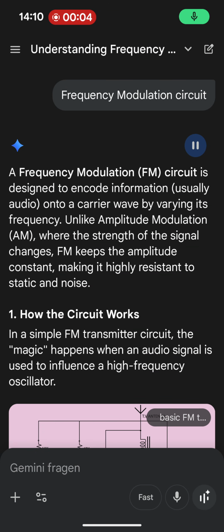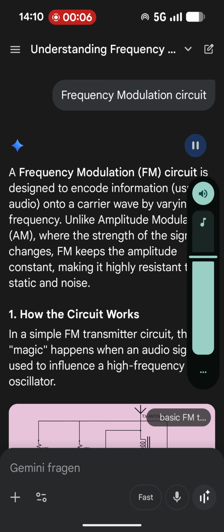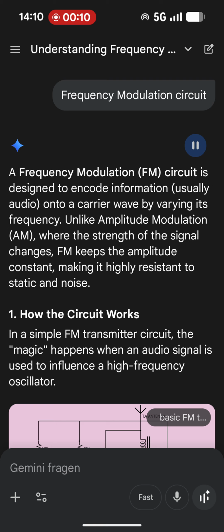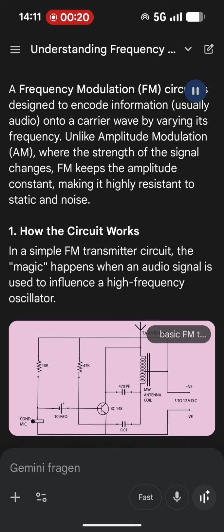A frequency modulation (FM) circuit is designed to encode information, usually audio, onto a carrier wave by varying its frequency. Unlike amplitude modulation (AM), where the strength of the signal changes, FM keeps the amplitude constant, making it highly resistant to static and noise.